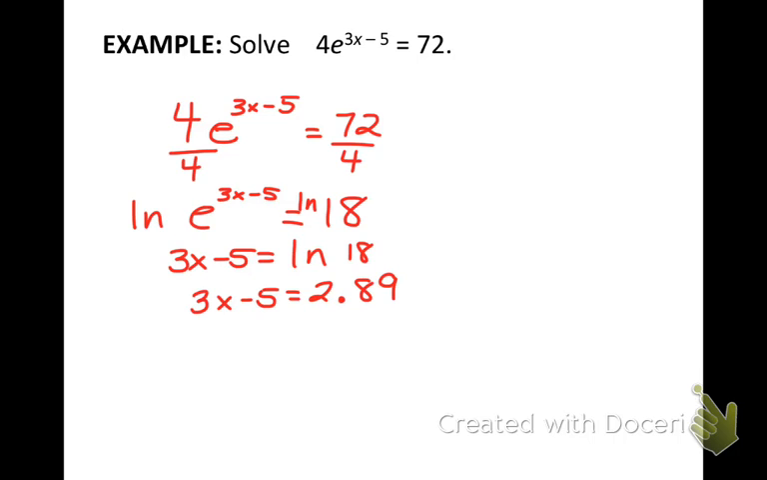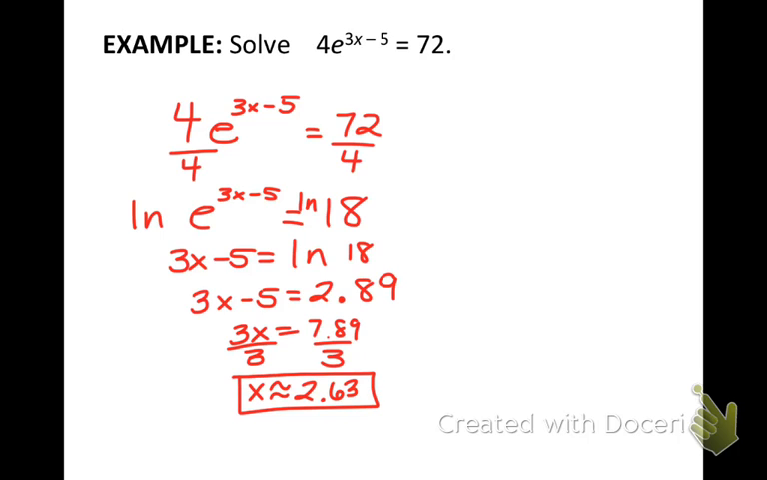Add 5, divide by 3. That's not easy? Come on, Ben. Yeah, 3x is equal to 7.89. Divide by 3, 2.63. I'm going to use these squiggles to show it's approximately 2.63.